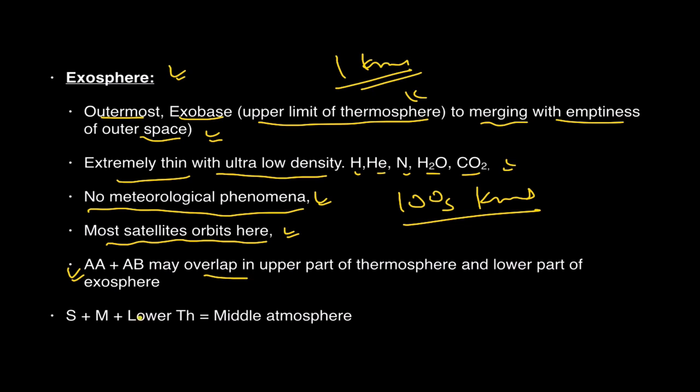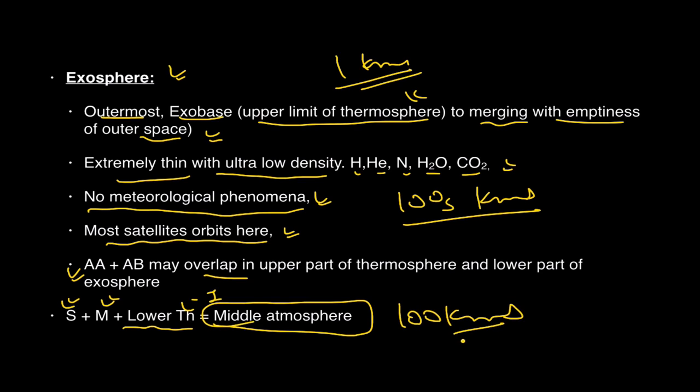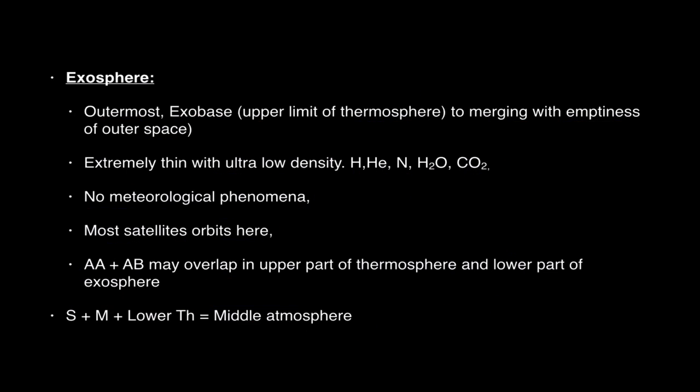And stratosphere plus mesosphere plus lower thermosphere, that is ionosphere, is called the middle atmosphere, which extends up to 100 kilometers. So is that absolutely understood? This is the level we are talking about of middle atmosphere.